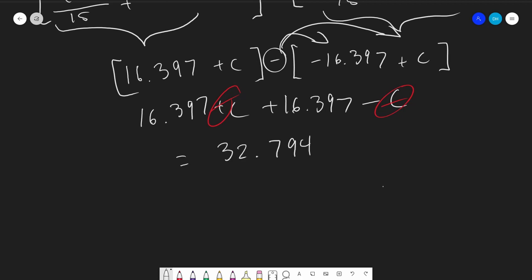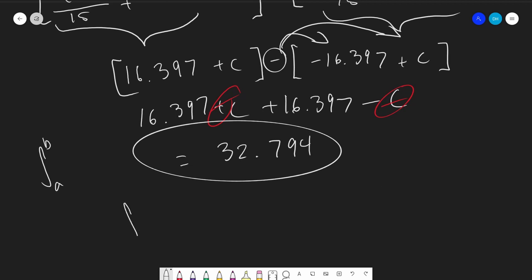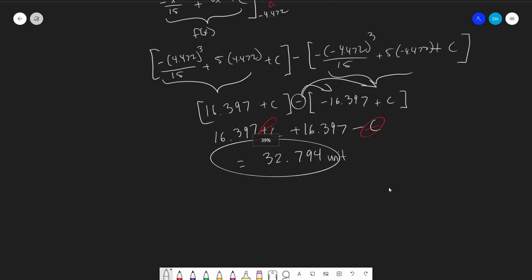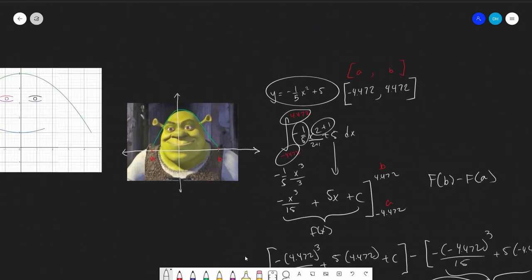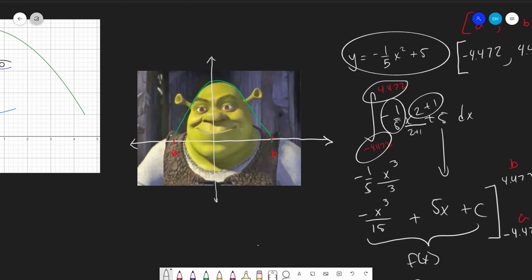32.794. And we know that this is a correct answer because when we're doing definite integrals, again, it's going to be the integral symbol from some number a to b. When we're doing this, it will always result in some number. Normally, we're used to integrating, and then we get some sort of function, and then plus c, right? But this is different. We'll get an actual answer in the end. And this is the area of Shrek's face with some unit, which we don't know, but we'll just call it units. So we can conclude that the area under the curve, which represents Shrek's face, is this space shaded in green, and this area is 32.794.